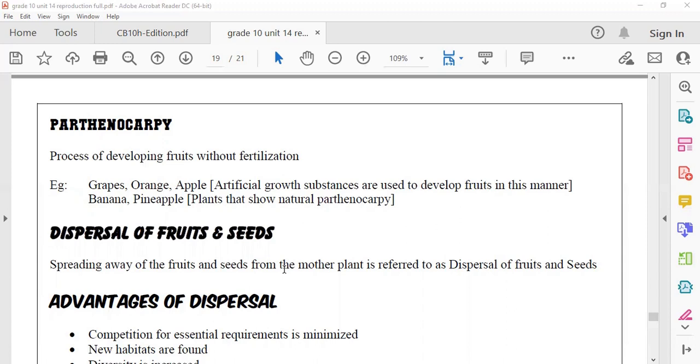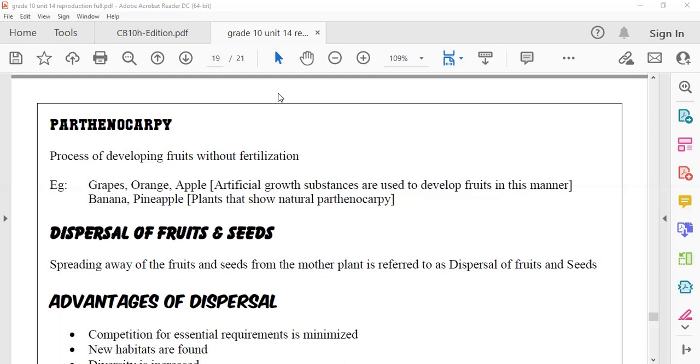So grapes, orange, and apples, we apply artificial growth substances or hormones and make them turn to fruit. In banana and pineapple, these things are naturally happening. Anyway, parthenocarpy fruits don't have seeds. If you notice a fruit without seeds, then you can decide. It is the outcome of parthenocarpy.